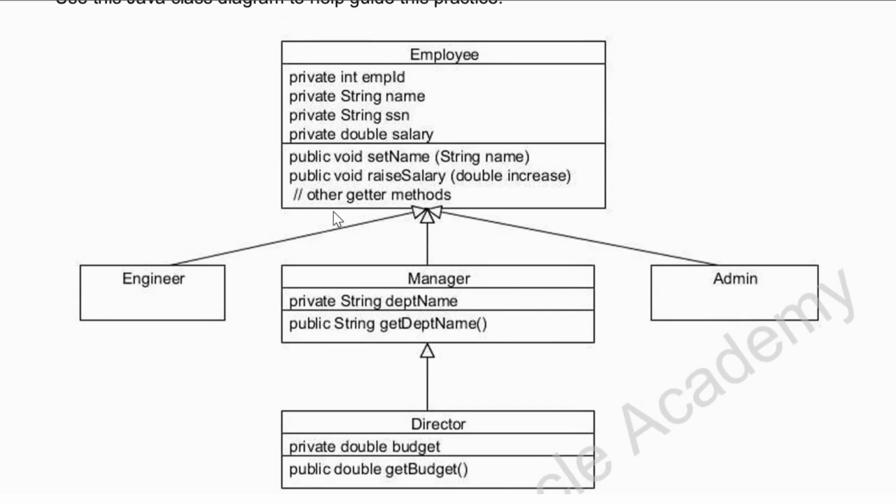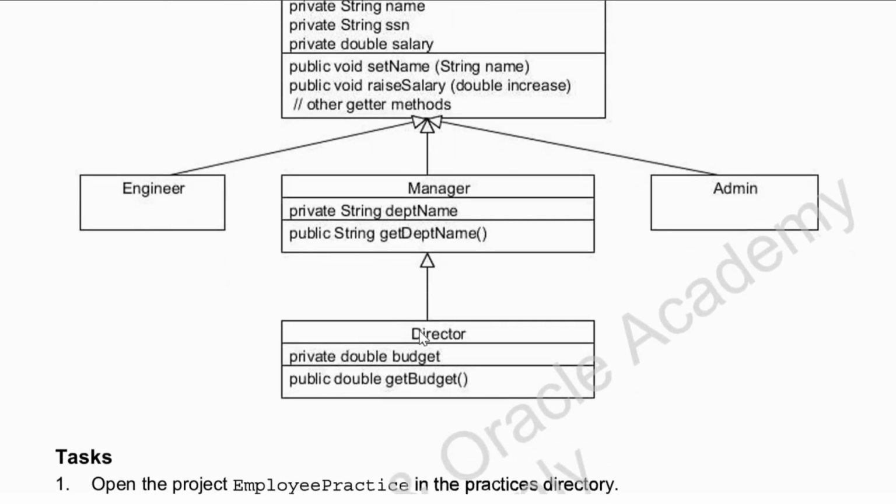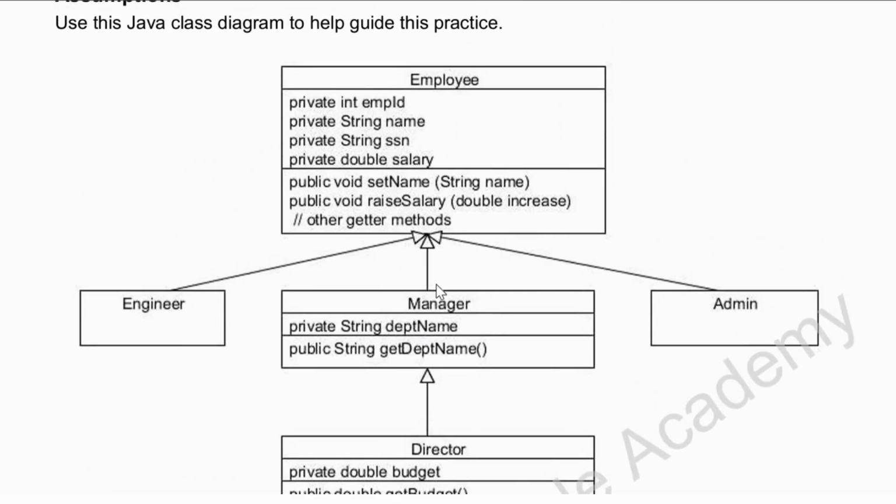Now, we have many different types of employees in a given company, for example. So an engineer is also an employee, an administrator is also an employee, a manager is also an employee, a director is also an employee. Now we have this engineer, this manager, and this administrator here, all inheriting from the employee class in object-oriented programming.